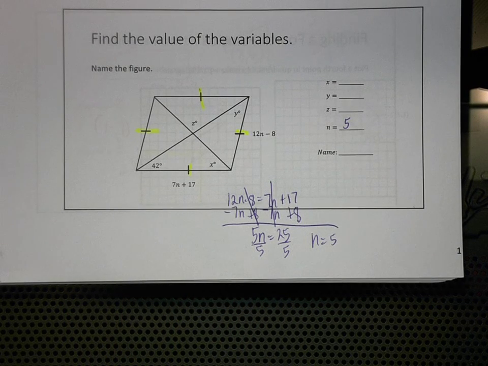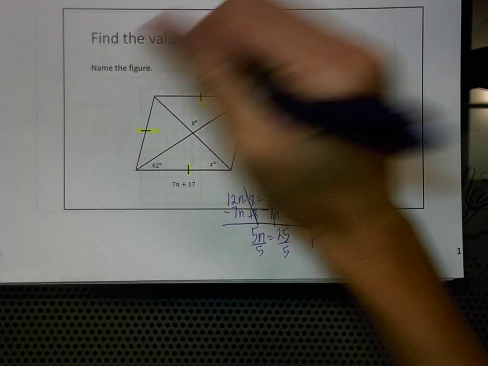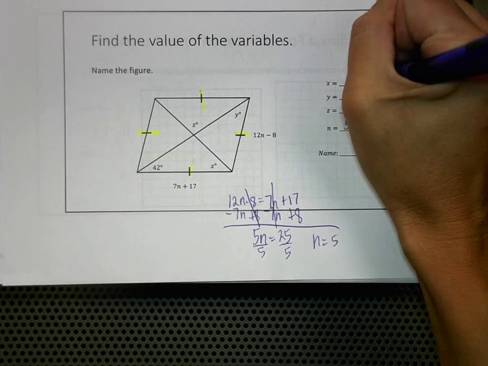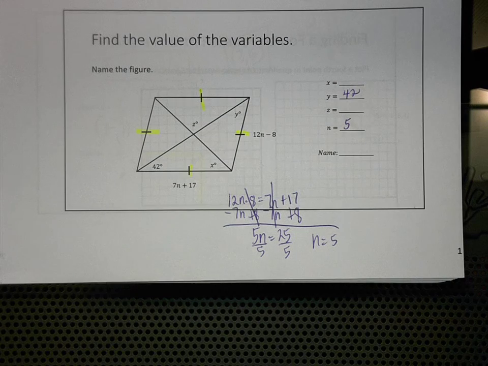Okay. So what else do you think we know? If all the sides are equal, x is what? I don't know if x is 42. Oh, y is 42. I would agree. Y is 42. What else do we know?